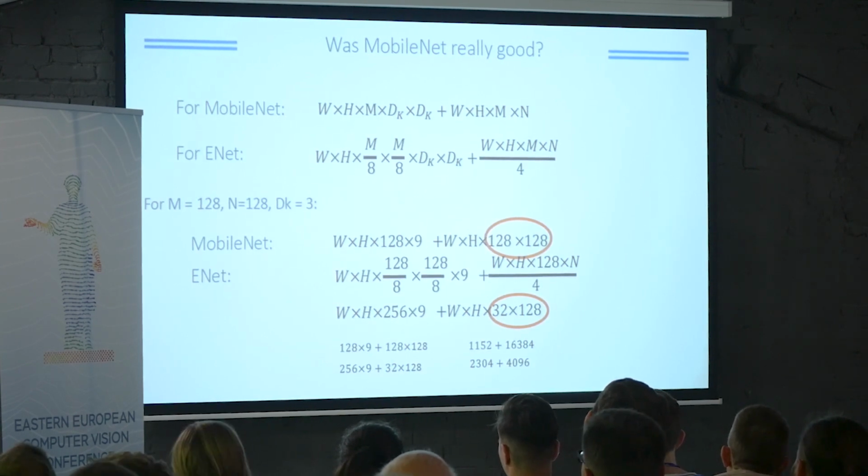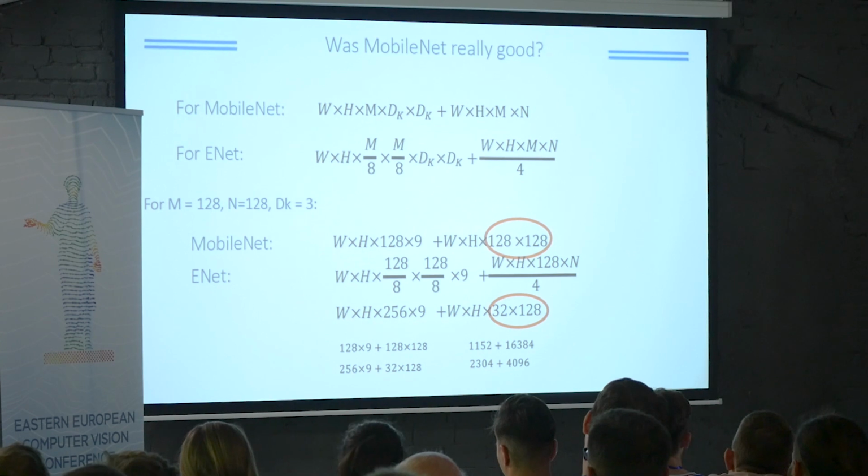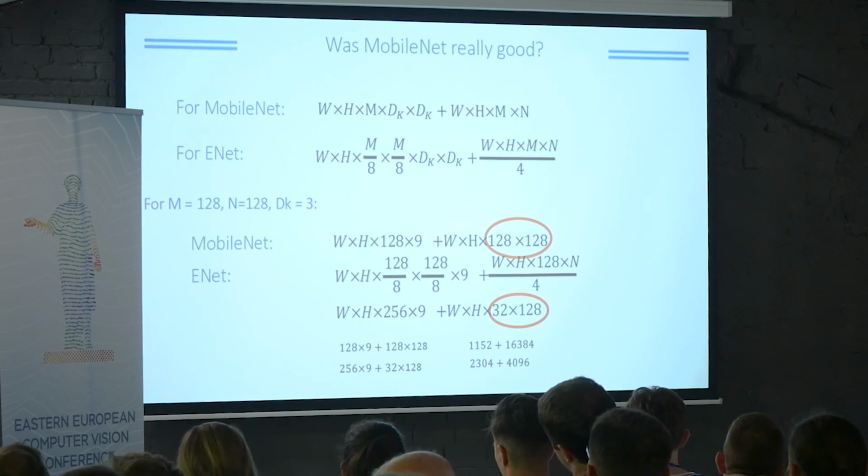It was really, really popular. Everyone talked about it. But I don't think it was good. Why? Because they don't have any comparison with ENet. ENet was developed for segmentation, and MobileNet was developed for classification. And they just maybe discarded it or didn't know about it.